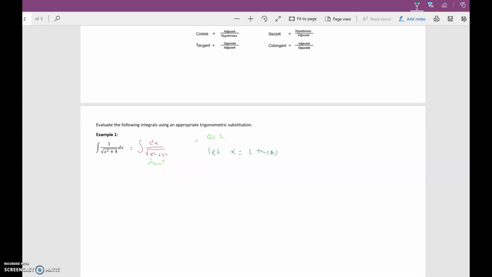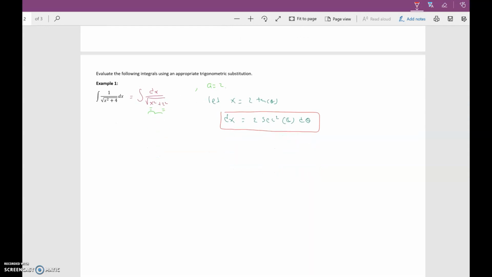Now, the substitution that we're going to be doing is similar to the u substitution, but in this case, instead of just letting a variable be your u, we're letting an entire function be your u. So dx is equal to 2 secant squared of theta d theta. And this is the portion that we're going to be using.